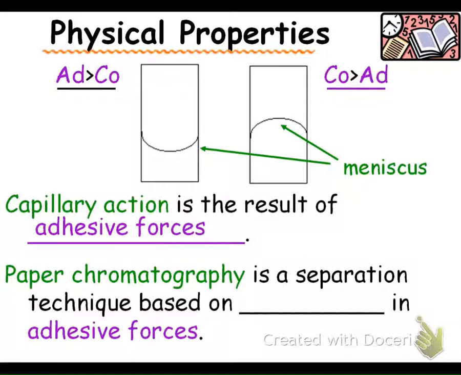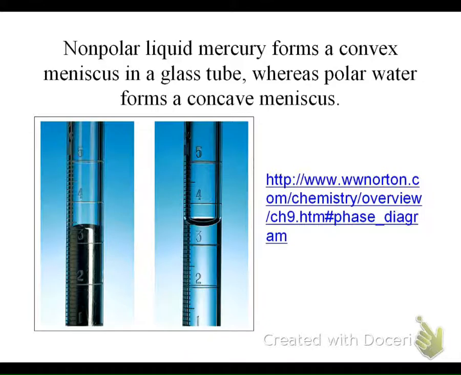Capillary action is simply the result of adhesive forces. And an example of adhesive forces in another area of science is paper chromatography, which is just a separation technique based on differences in adhesive forces. So just another picture here, an example: nonpolar liquid mercury forms a convex meniscus in a glass tube, whereas polar water forms a concave meniscus. And so we can also make some predictions based on the molecule polarity if adhesive forces will be greater than cohesive forces. So there's looking at some of our liquid properties.